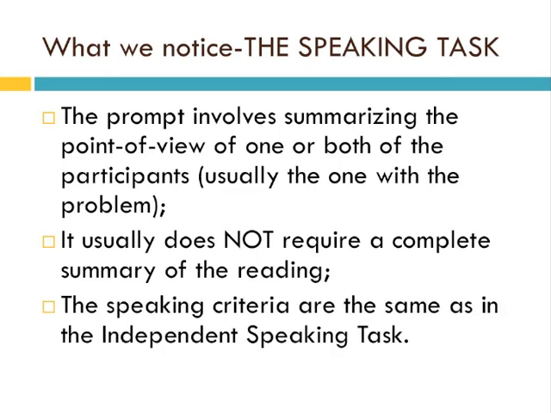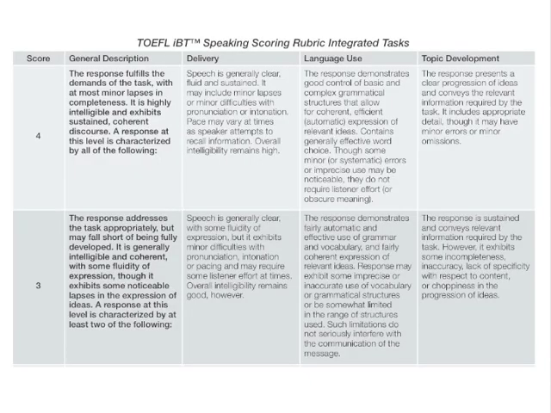And the speaking criteria are basically the same that you saw in the independent speaking task. Now let's go back for a moment and take a look at this, because as we can see, a lot of the descriptions, the descriptors are basically the same. Once again, a 4 is considered the highest score on this part of the test. And as you notice in the general description, they talk about the importance of fulfilling the demands of the task. That it's highly intelligible, so that we can understand it. It's coherent, so it uses a lot of good signal words.